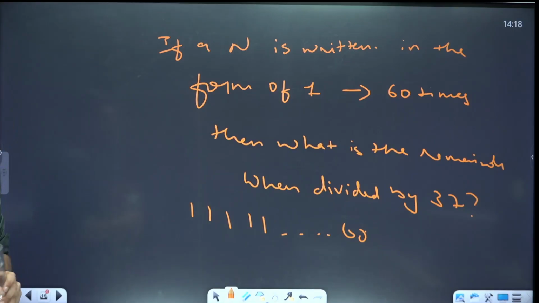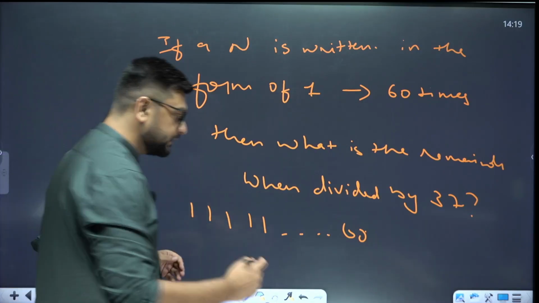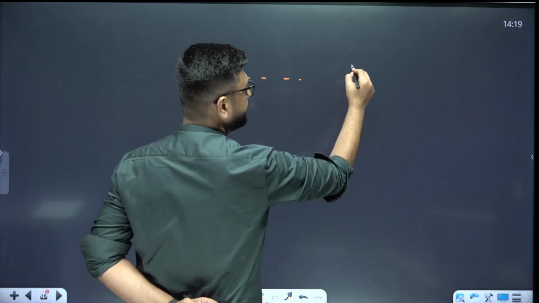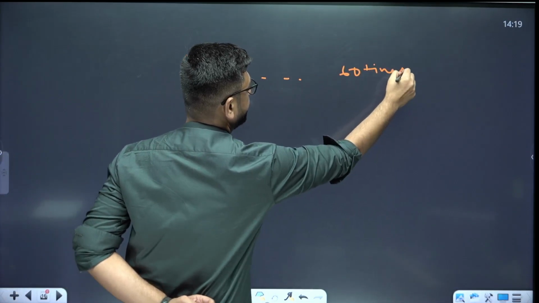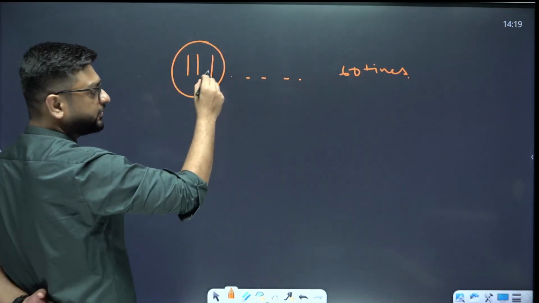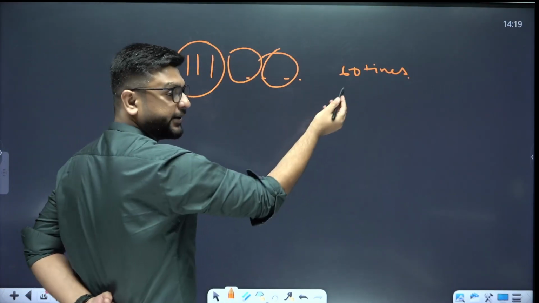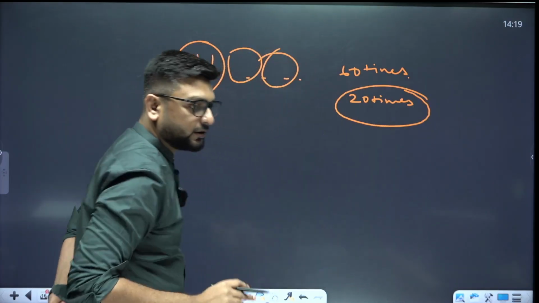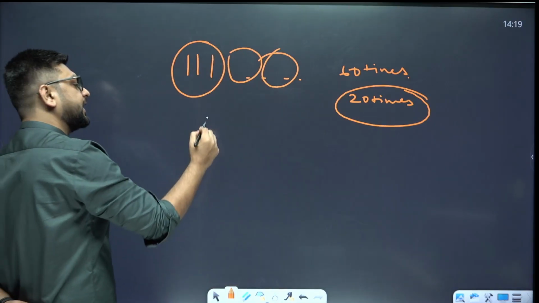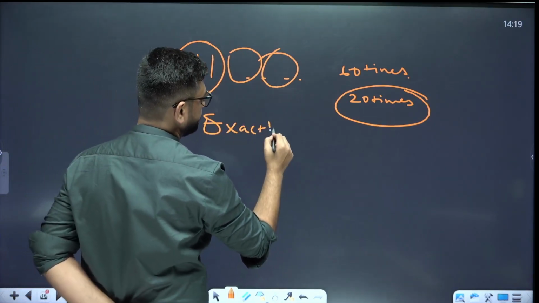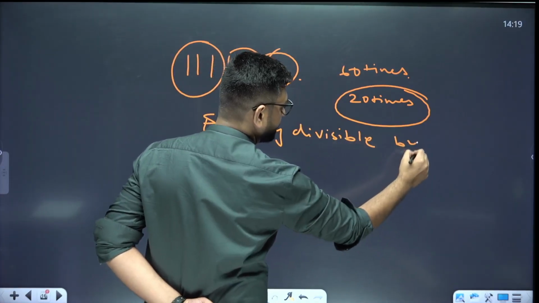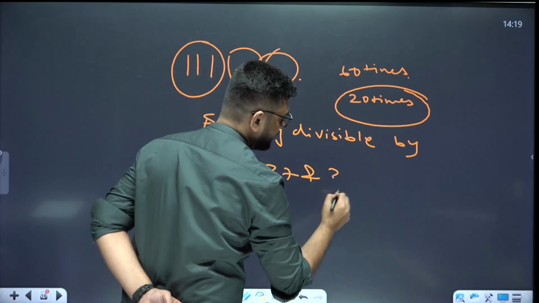Good. 0 is the answer. Why? We can create the batches. That is 1 written 60 times, they have been repeated 60 times. That means I can create batches of 111, 20 times. There will be 20 batches as such. So it will be exactly divisible by 37 and 3.